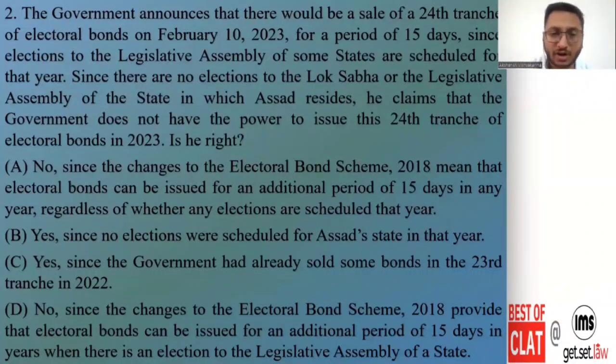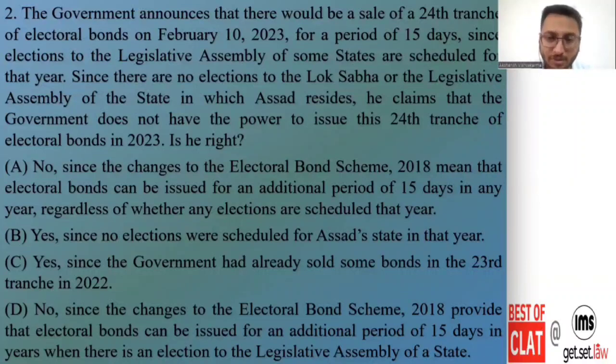So students, the second question talks about an election bond that has been released on February 10. Asad wants to give an election bond to a particular party, and in the place where he wants to give, there is no election in that state. So can he do that? So the correct option would be option D. Why option D?